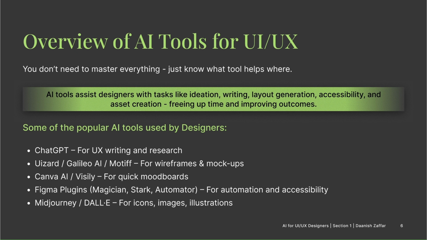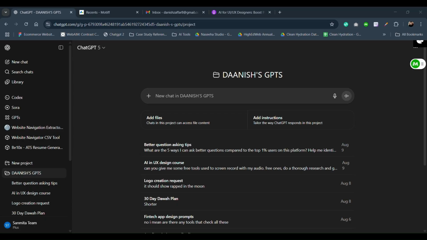And then finally we have some image generating tools like Midjourney and DALL-E, which we can use for generating icons, images, or illustrations. We can also use ChatGPT 5, or the latest version of ChatGPT, for generating images as well. Now let's explore a few of the tools and how we can use them.